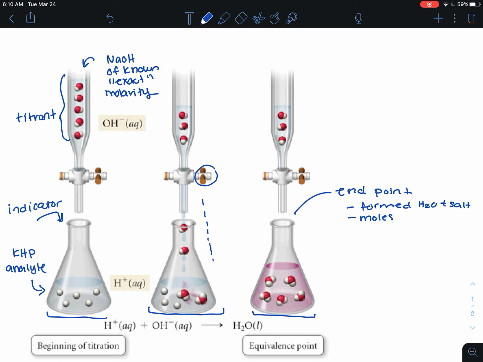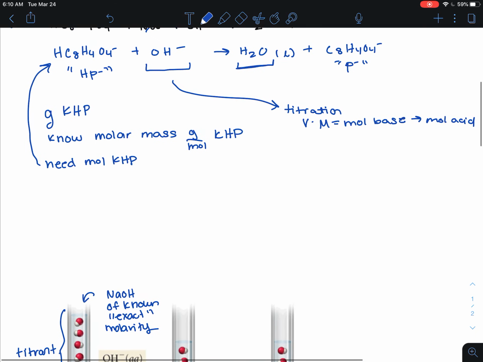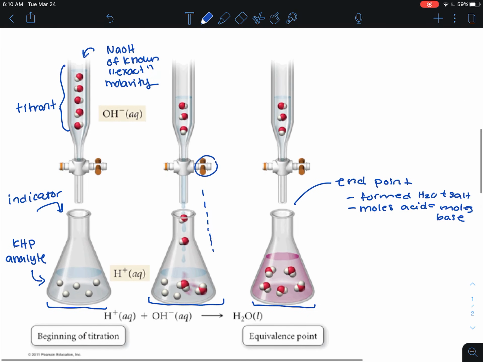Your endpoint means you formed your water and salt. The moles of acid and base are equal. The reason this is important is because now you can go back and use your stoichiometry to find the amount of moles of acid you have.